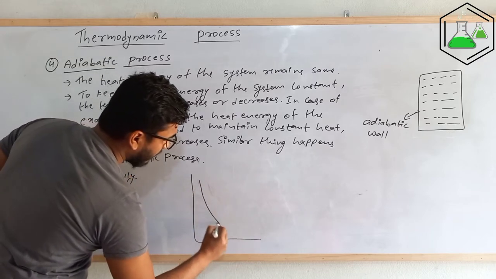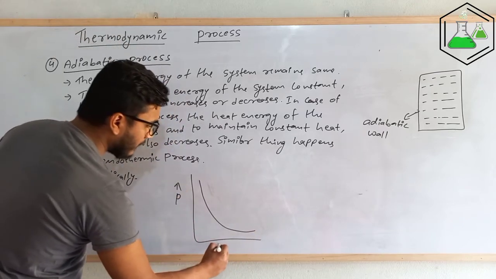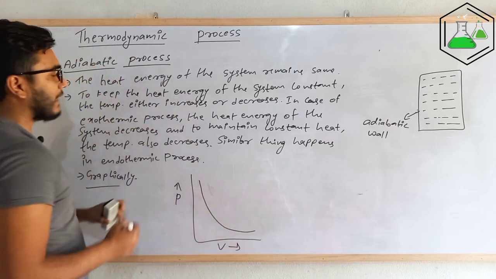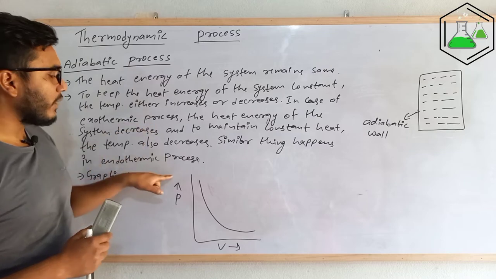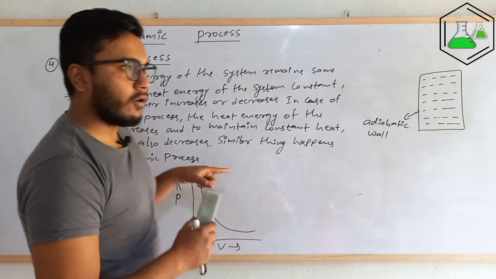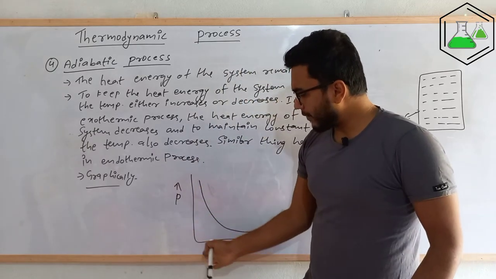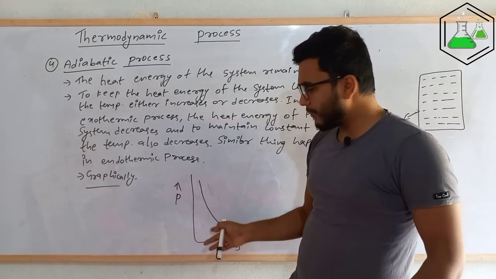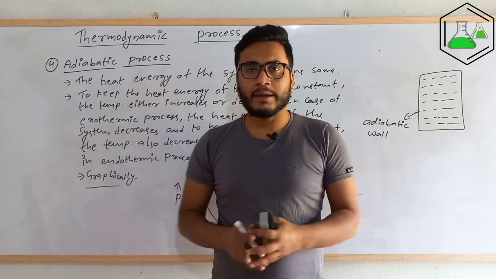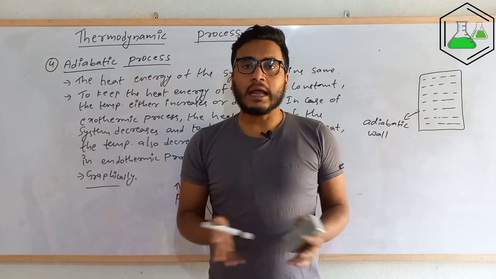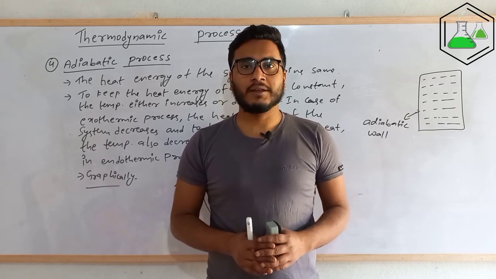The graph is a little bit similar to the isothermal process, but it is steeper than the isothermal process. So for adiabatic process, we get a graph like this because pressure and volume will obviously change, and we get a similar type of graph as in the isothermal process, but this is steeper than that one. I hope you understood everything about adiabatic process. Now let's see the last one and one of the most important ones, that is the cyclic process.